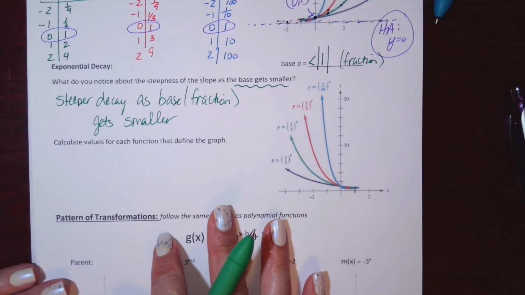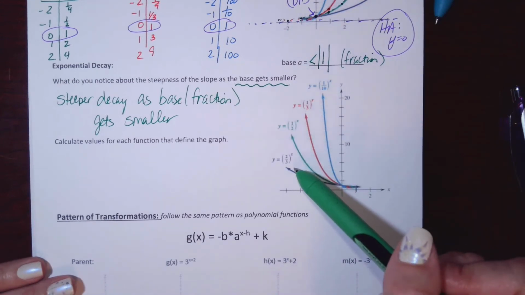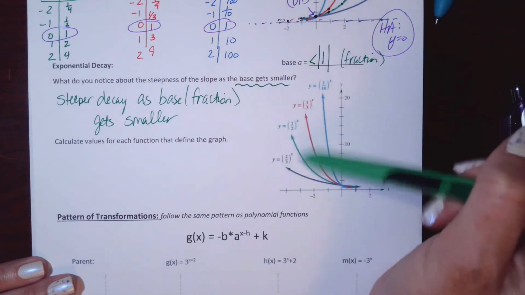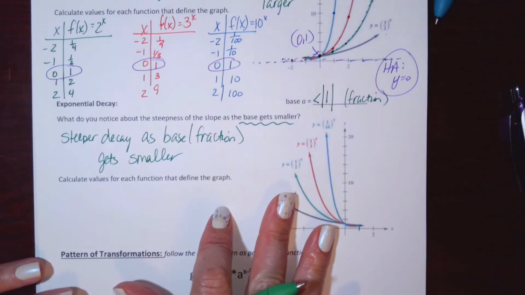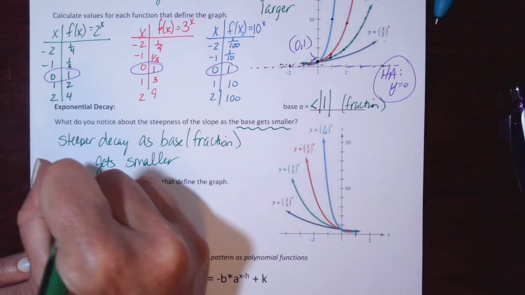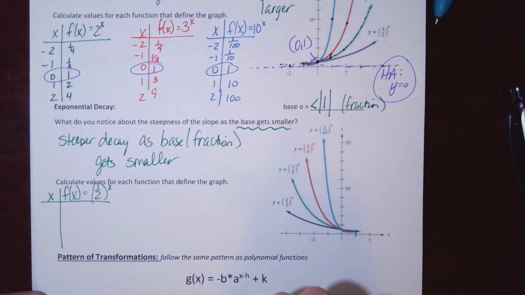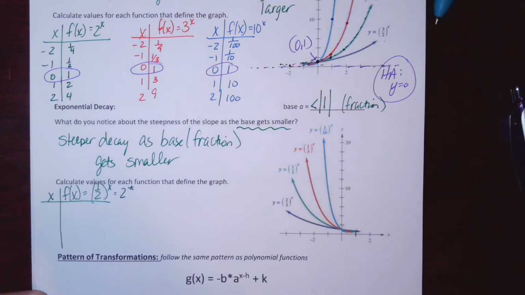And it asks me to calculate values again. So if I color code these same colors, we've got the reciprocal of y equals 2 to the x. We've got f of x equals 1/2 to the x, which would be the same thing as 2 to the negative x, right? Or 2 to the negative x.